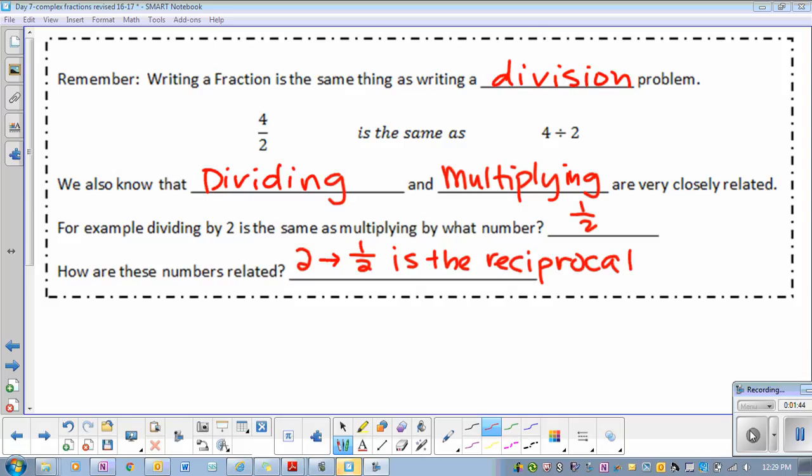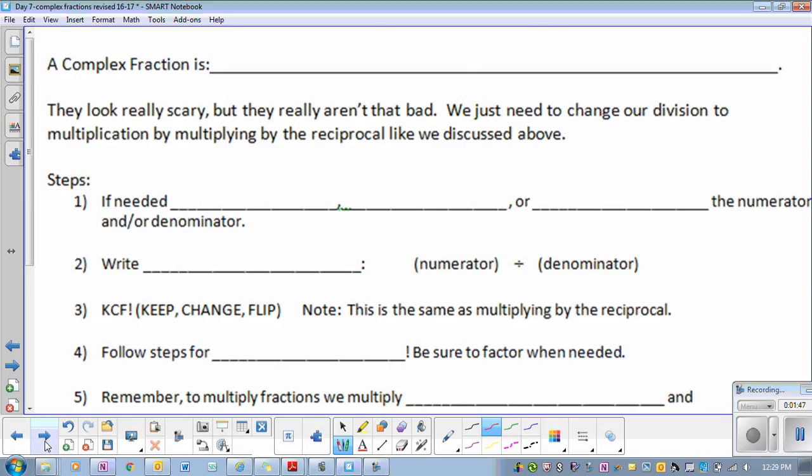Any questions so far? All right, so a complex fraction, basically, is a fraction divided by a fraction. And here's the thing with complex fractions. They actually look very scary. They look a little bit intimidating, but they're really not that bad. You just have to change the fraction into a division, and then you know what to do, because we've actually learned dividing fractions.